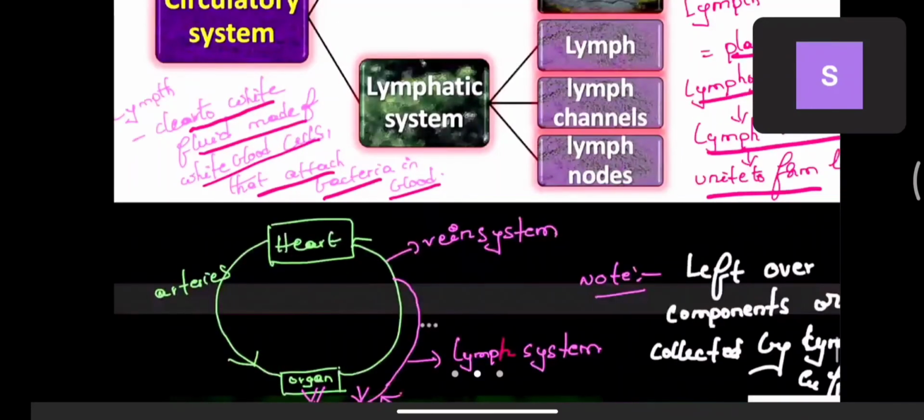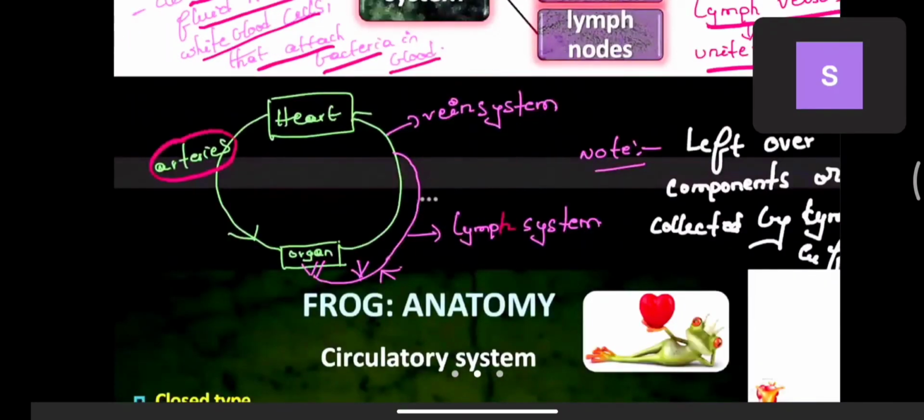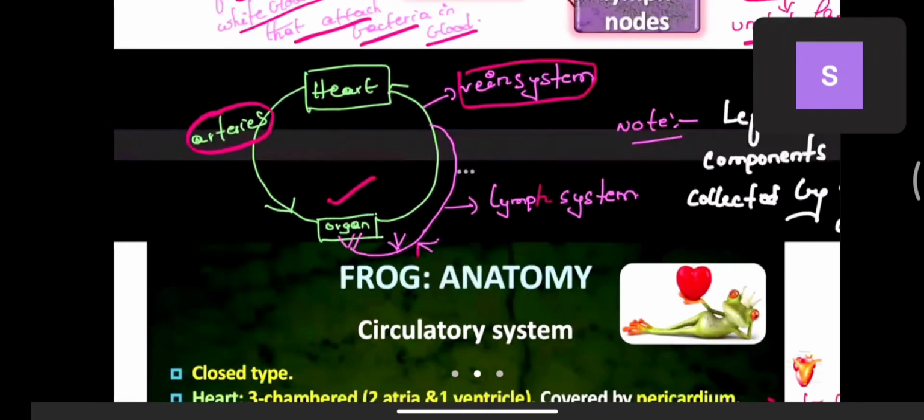So in the figure you can see here, from the heart, blood is carried to arteries. Arteries take the blood to organs, and from the organs, most blood is collected by the vein system. But there will be some leftover blood, leftover components. And here you are seeing some pink color lines. They are called lymphatic nodes and lymphatic channels, which are connected to different organs. Understood? That is again collected, and this forms the lymph system, and the lymph heart again pumps this fluid into the vein system. This is the arrangement of this circulatory system.